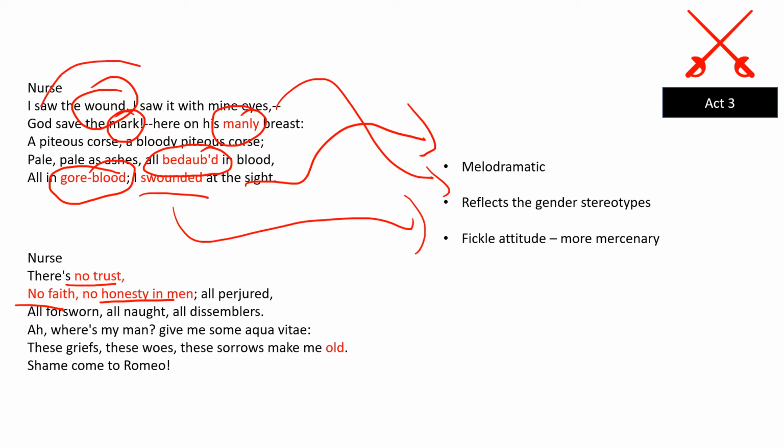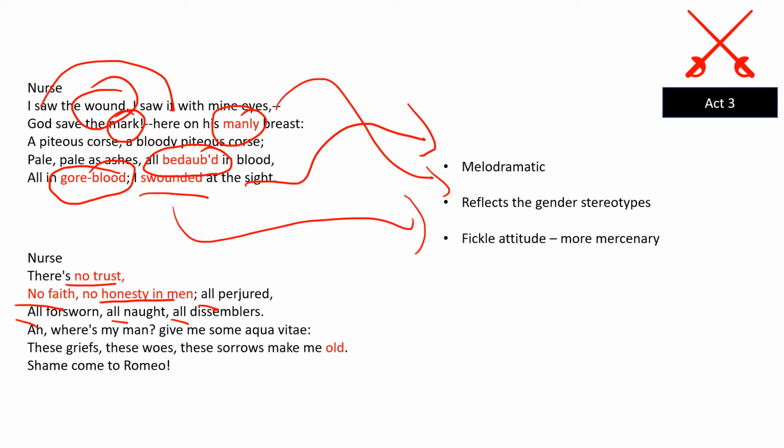I saw the wound, I saw it with mine eyes. Okay, we have that repetition again and again. And here we've got it, no trust, no faith, no honesty. And we can see that we've got the repetition of these abstract nouns, trust, faith, honesty. So you can see how this repetition is there, but also it shows us how she doesn't trust men.